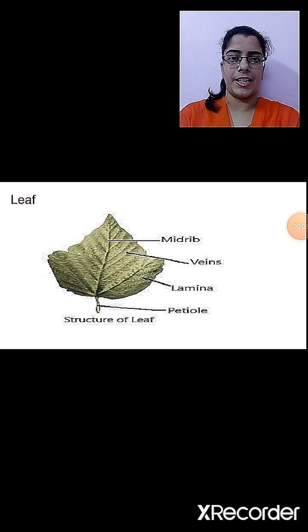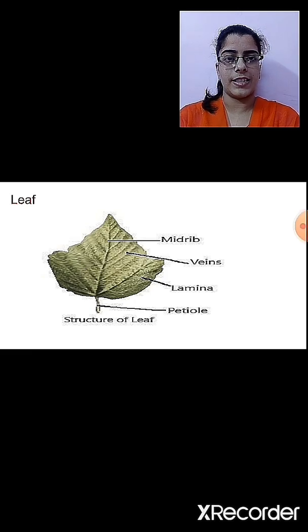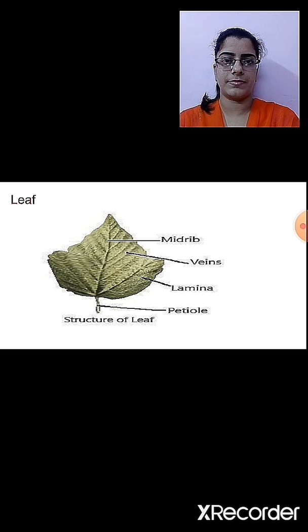After stem, we have studied about the leaf. We have seen the different structure of the leaf. What does the leaf consist of? The leaf consists of a petiole, lamina, veins and a midrib. What is a petiole? The part of the leaf that is attached to the stem is known as petiole. Lamina is the broad green portion of the leaf. The lines that we see on the leaf are known as veins. And the prominent line that we see in the middle of the leaf is known as a midrib.